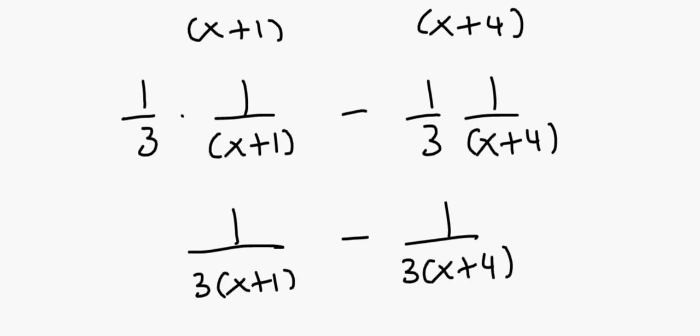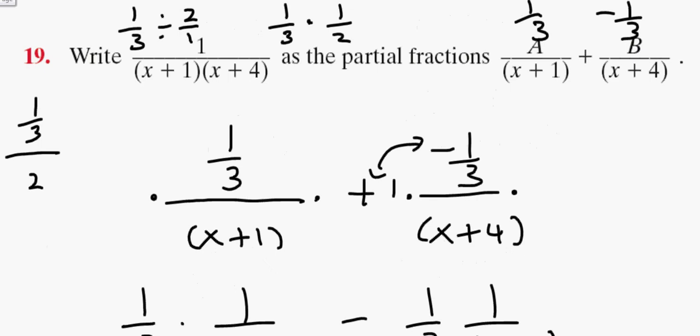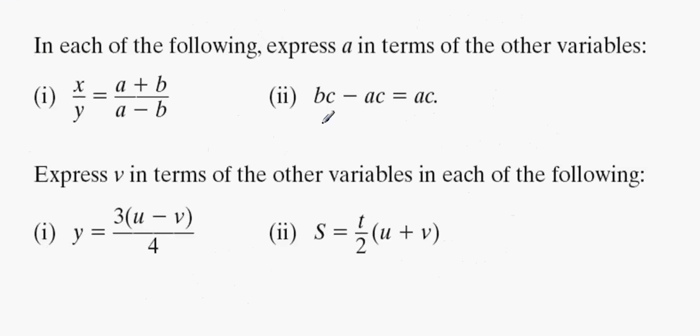Okay. Next one. In each of the following, express a in terms of the other variables. Okay. So x over y equals a plus b over a minus b.